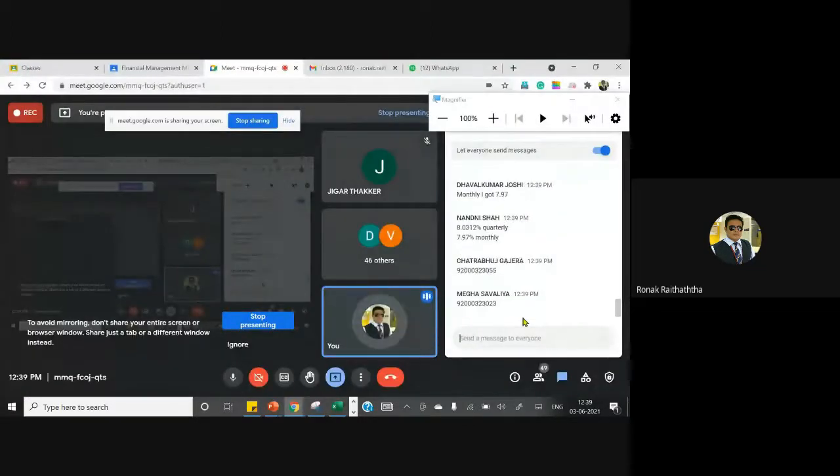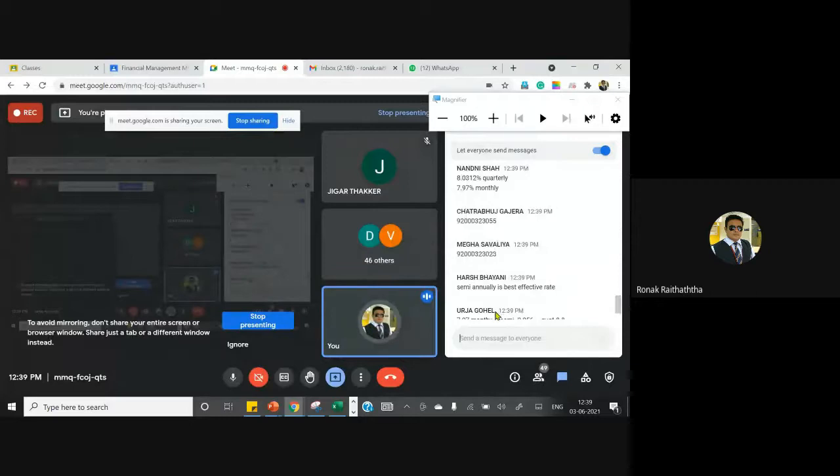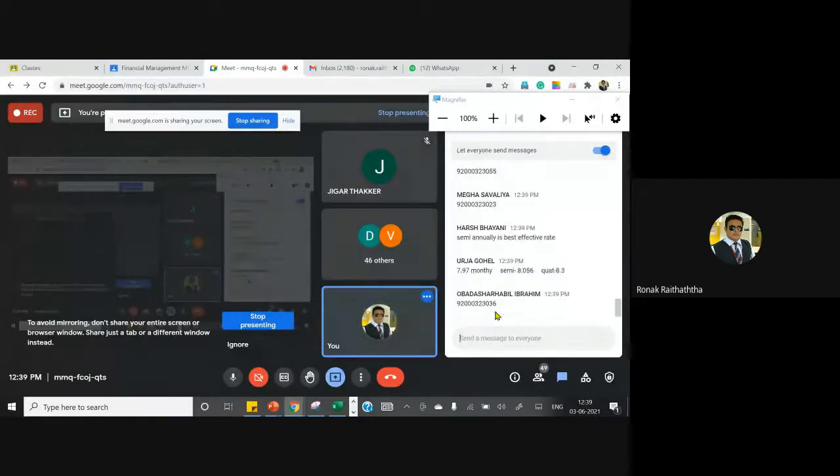May I have a confirmation from the students that you have got everything till now? Some people have already put their enrollment number. I don't know why. No instructions have been given yet. Mr. Ibrahim as well, Miss Megha, Mr. Chhatrabhuj. Fine. Is there any query or doubt or question? Everything you have got till now? Good. Please put your enrollment number now.